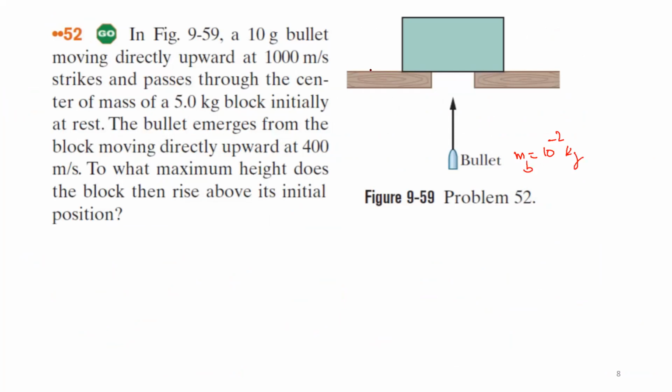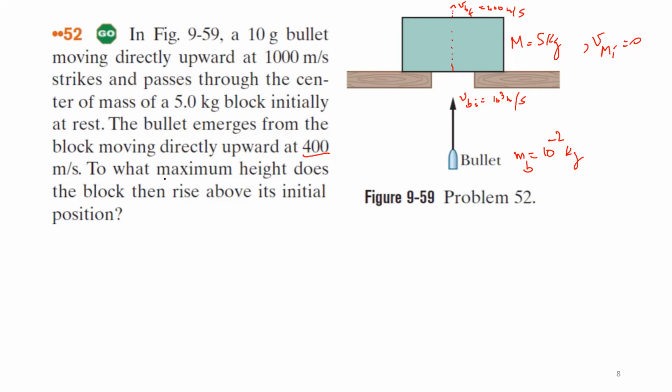So it moves upward with this velocity here. So the bullet's initial velocity VB initial is equal to 1,000 meters per second. And it passes through the center of mass of this wooden object here, which was initially at rest. So capital M is 5 kilograms, the mass of the block, and VM initial is 0 because it was at rest. Now the bullet passes through it and comes out with a velocity, let me call it VB final, and I said it's 400 meters per second.